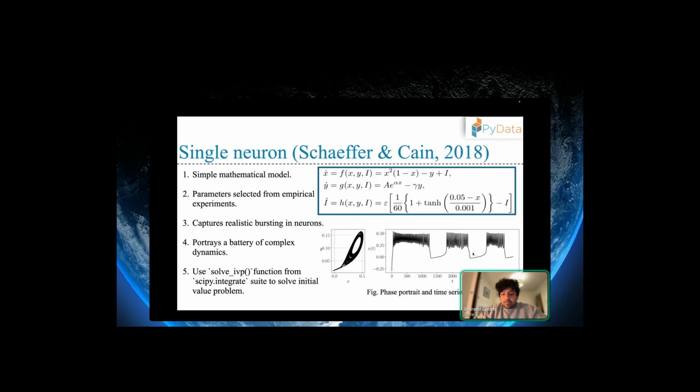So that's what this tells you. These are the neuron firings, and then it slows down a bit, and then again it keeps on firing, like bursting, and then it slows down a bit. So this is a simple mathematical model, with parameters selected.